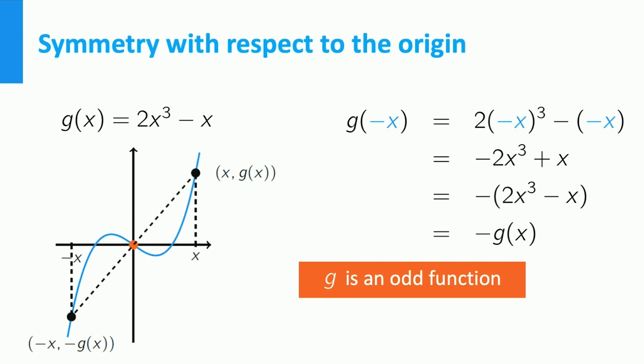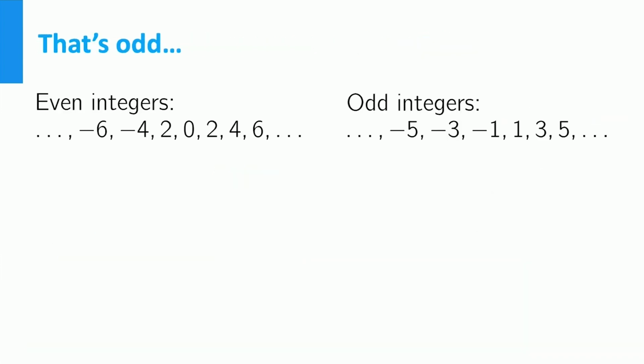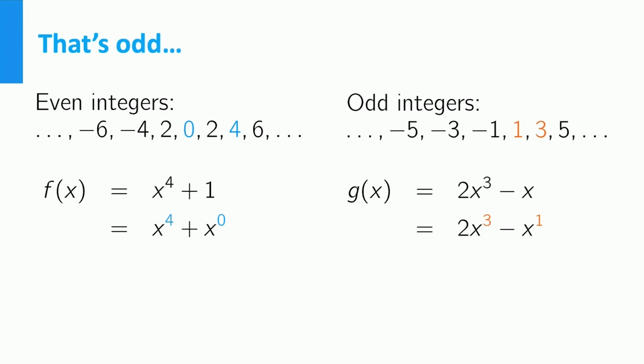Now, you may find it strange to use those words even and odd, because you know even integers and odd integers, but here we are dealing with functions. Well, there is a connection. Did you notice that in the first example we could write f of x equals x to the 4 plus x to the 0? And in our second example, g of x equals 2 times x to the 3 minus x to the 1? That is no coincidence. If a polynomial function only has terms with even powers of x, then it is an even function. If a polynomial function only has terms with odd powers of x, then it is an odd function.